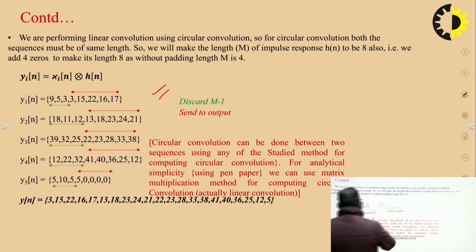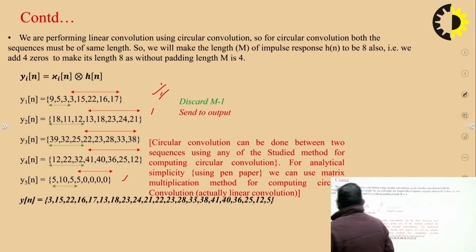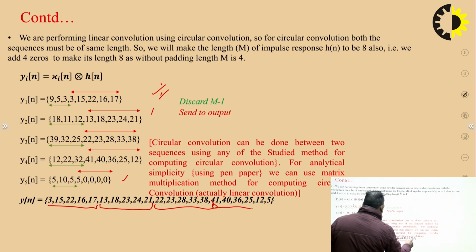So after getting all these values, how will we combine these outputs? We will remove the first 3 values of the output sequence y1(n) and take the last 5 values: 3 15 22 16 17. Then we will remove the first 3 values again. So the output is 13 18 23 24 21. Then again 22 23 28 33, then again 41 40 36 25 12, and the last value is only 5.